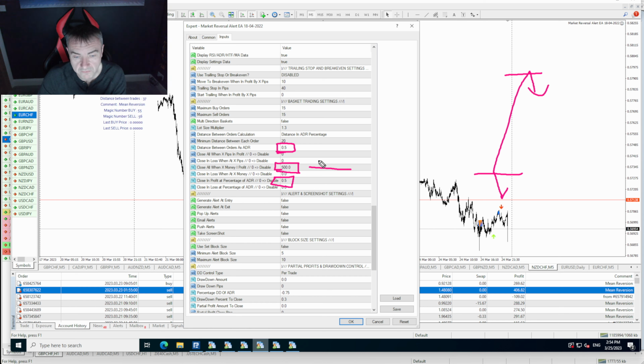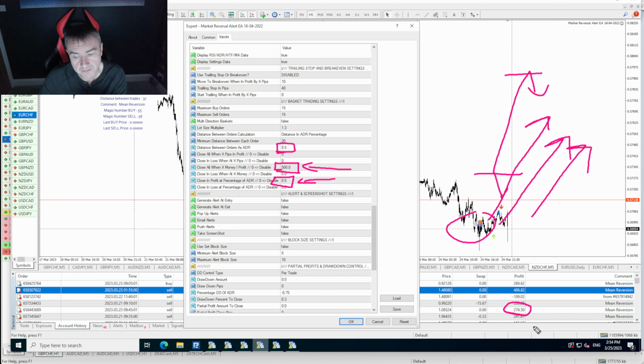So the idea of using two targets on this is if you take an initial position and it works first time, so it's straight in, straight out, we want to get out within half an ADR. So we're making a quick profit out of the market. Those will be somewhere in the region of about $200 to $300 a time. If we need to get into 2 positions or maybe 3 positions, we're more likely to hit a profit amount before we hit an amount in pips.